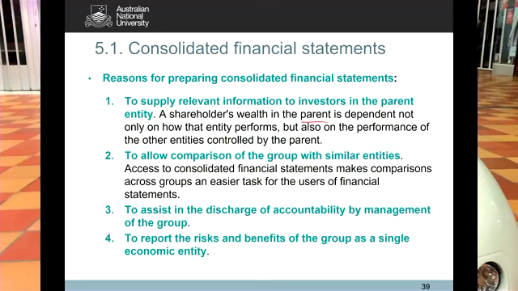Okay, and it also allows comparison of the group with similar entities. If you just compare Woolworths parent company's performance with Coles parent company's, it doesn't make sense, because they both heavily rely on their subsidiaries' performance. So if you purely pick up the two parents, it doesn't make sense. You need to see the two groups' consolidated financial statements so that you understand how the two economic entities do.